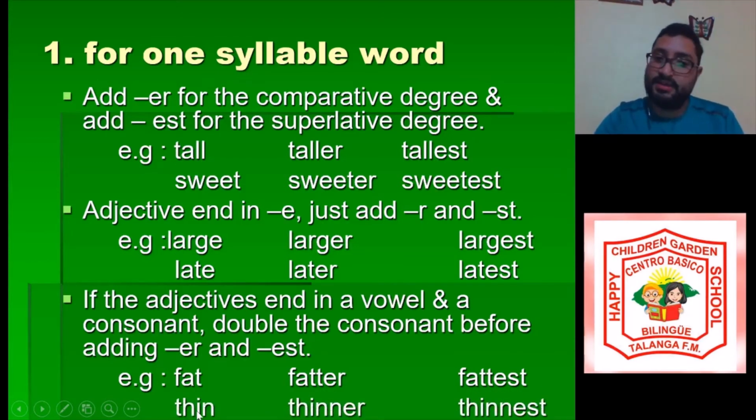Thin, same example, we have the vowel I followed by the consonant N. Thinner, we're going to double the consonant. Thinnest, we're going to double the consonant. Remember, this is only for one syllable words. That means words that have only one vowel sound.